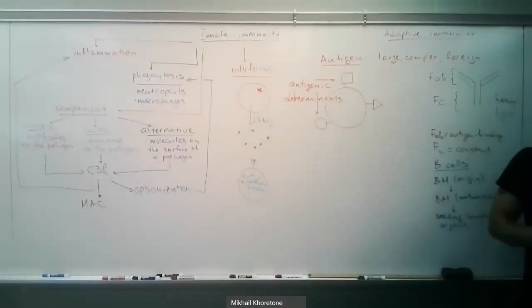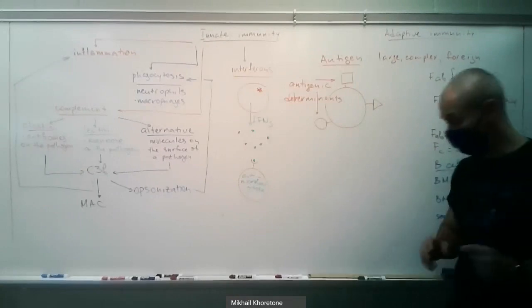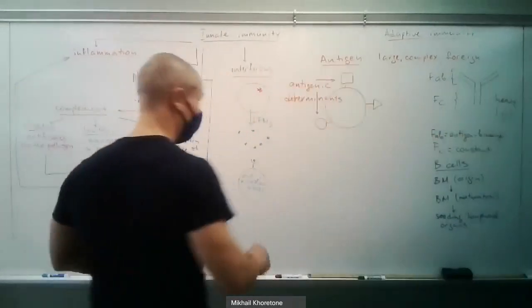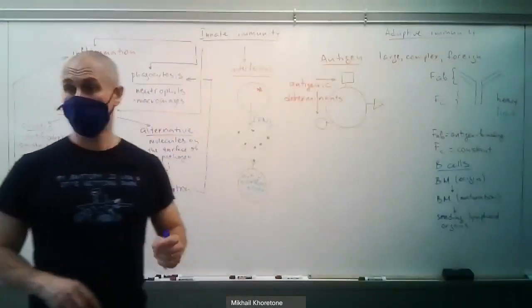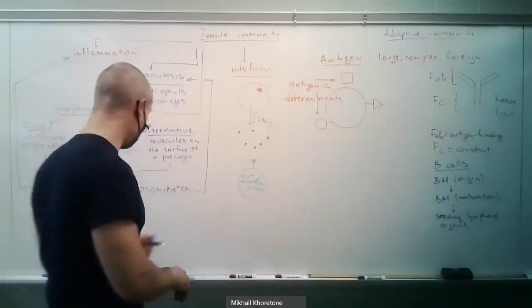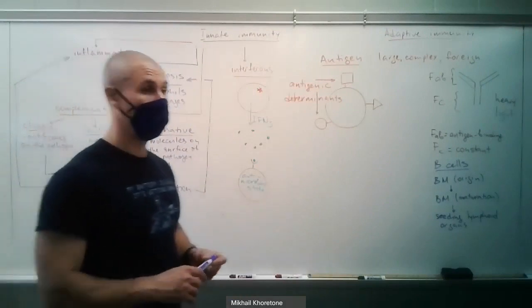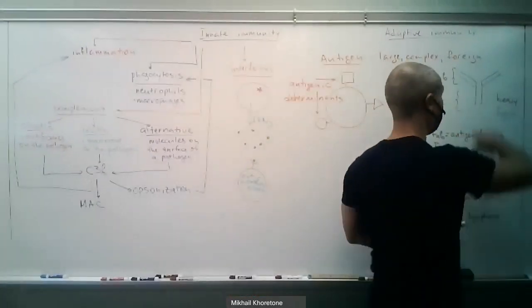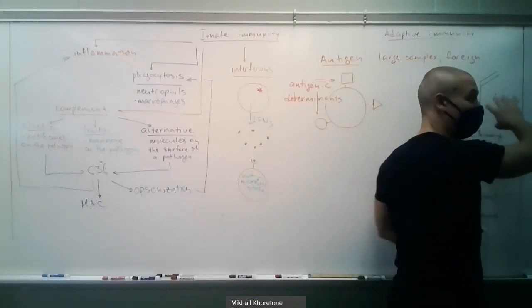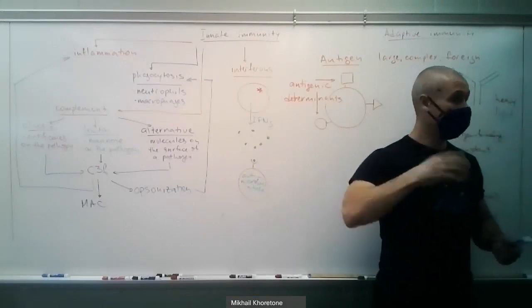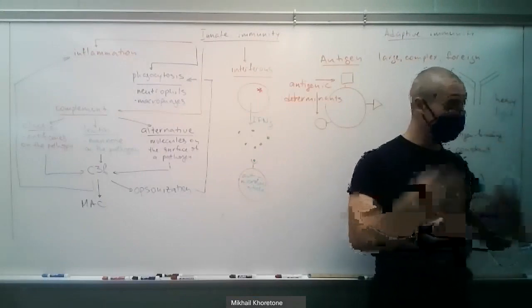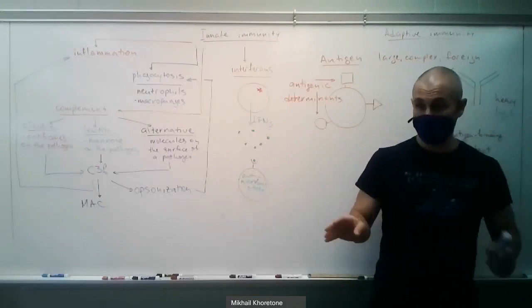What happens? Now we're going to talk about the recognition of the antigen by B cells. So to do this, I'm going to use new colors, right? And I'm not going to draw this classic antibody shape. In order to explain it better, I'm going to change the shape of it.